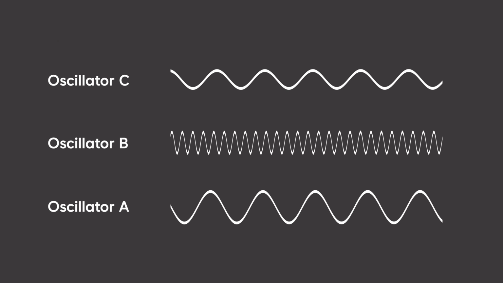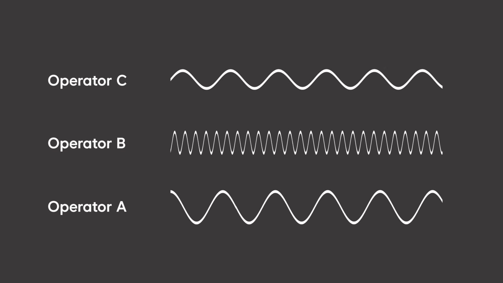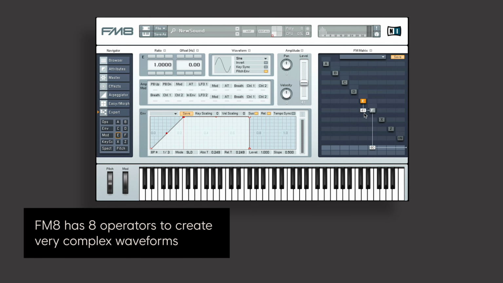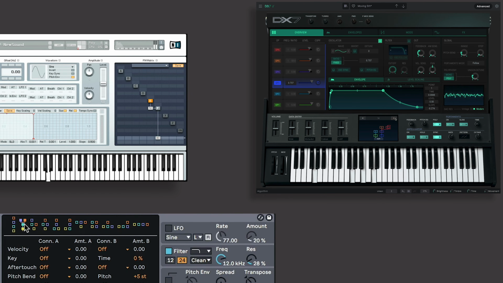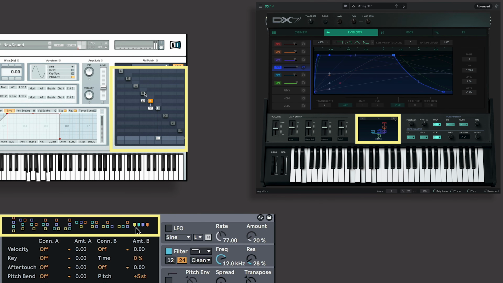So the key thing to understand in FM synthesis, the oscillators, or what we refer to as operators in FM synthesis, interact with each other. So FM synthesis becomes very powerful when you have many operators. The last key component to FM sound design is how these operators interact with each other, which we sometimes refer to as the algorithm.